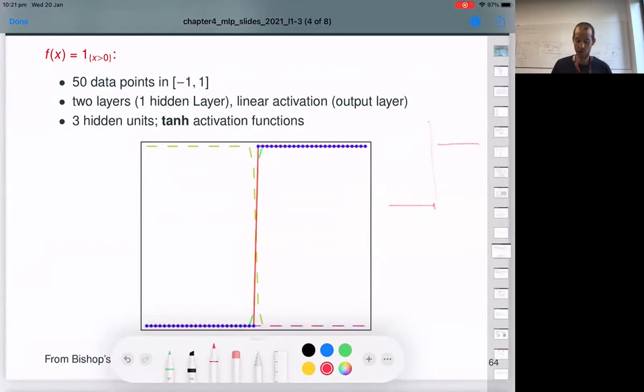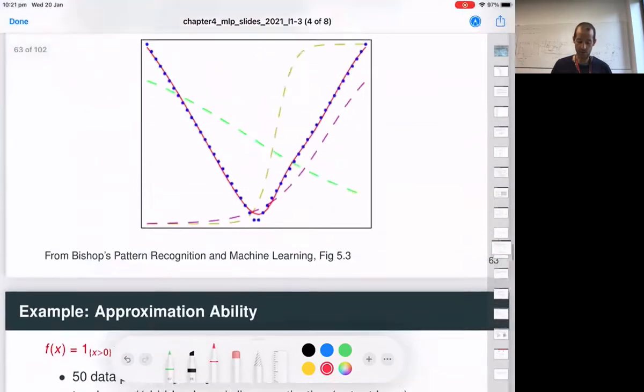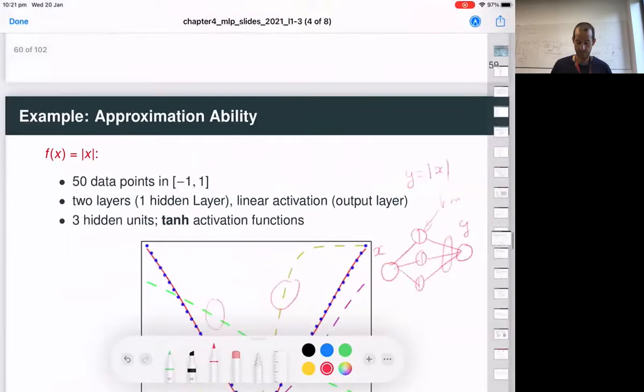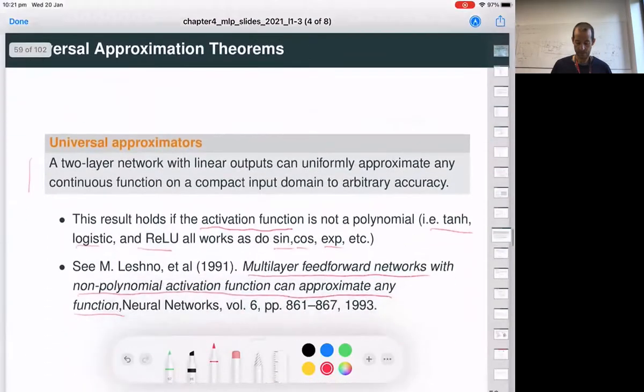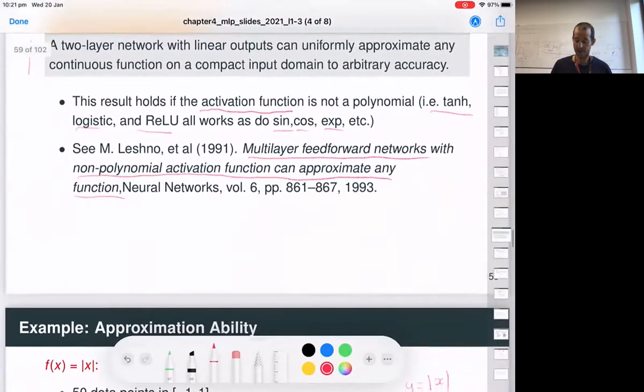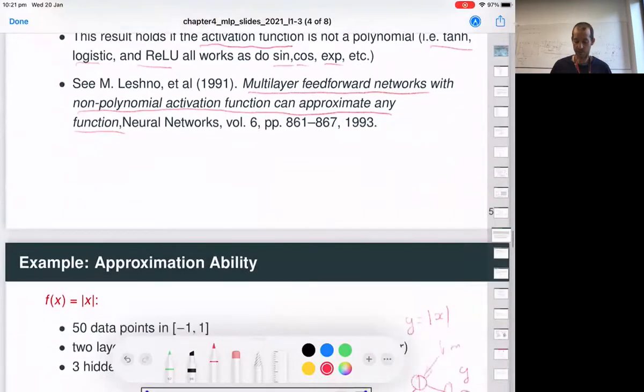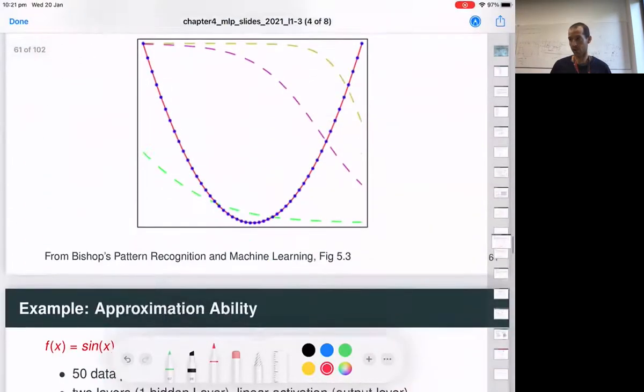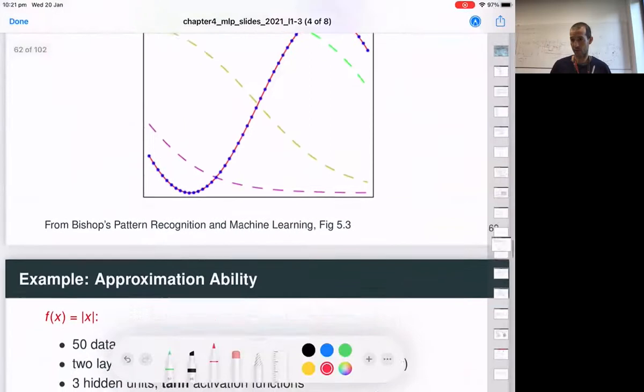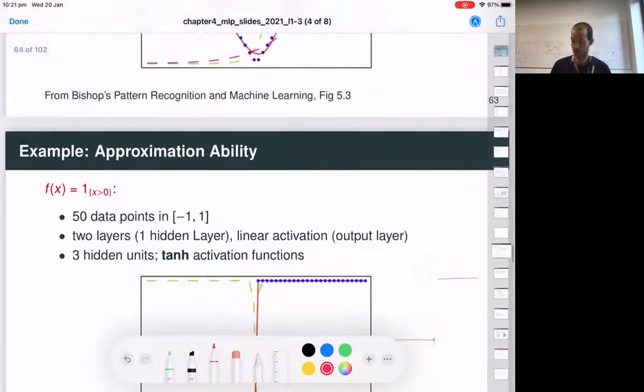A non-continuous function. Yep, good point. We don't have this result. For non-continuous, we cannot show that you can approximate. It's a good point.